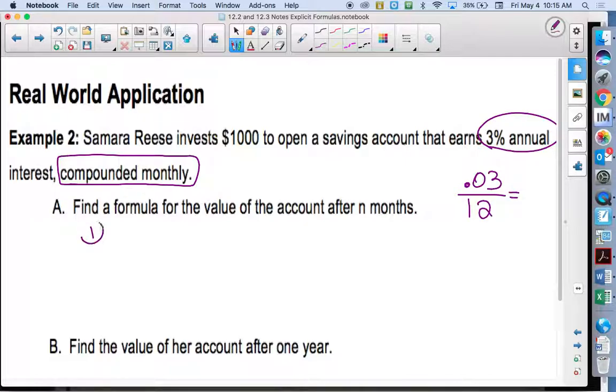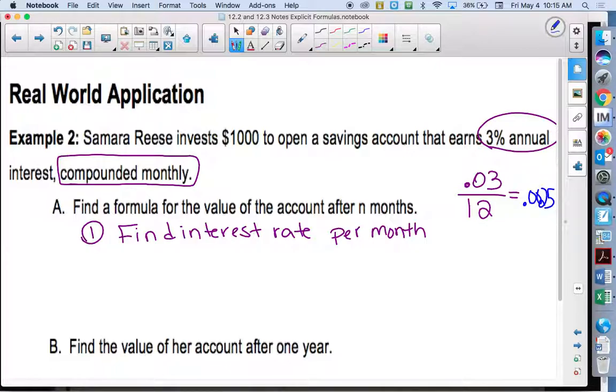So the first step would be to find the interest rate per month. If it said daily, then it would be per day. So David, if you take 0.03 and divide it by 12, do you happen to have a calculator? Yes, you do. So 0.0025, that's sloppy. Put it underneath.